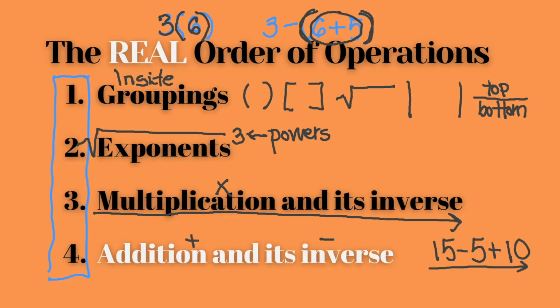So we would do 15 minus 5 first. Of course, that would be 10. Then we would add our other 10 and get 20. Beautiful. So same step, left to right. Okay. 4 steps to the order of operations.